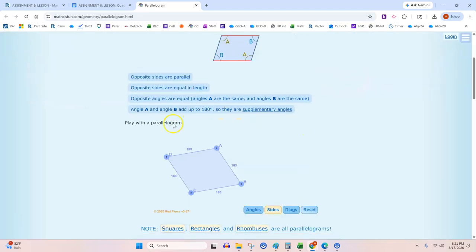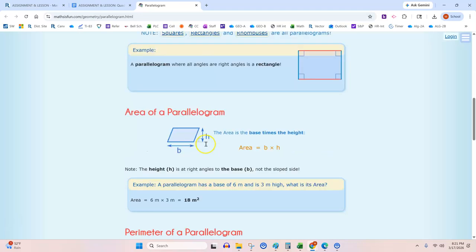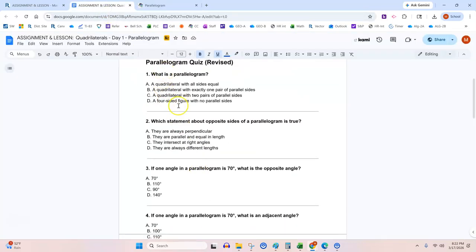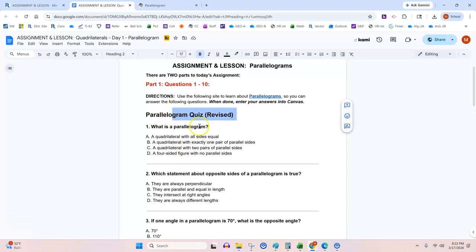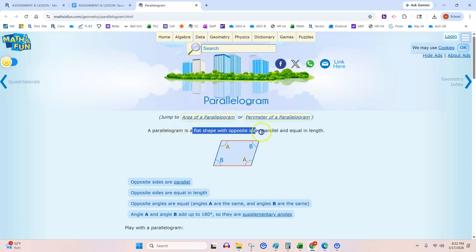Okay, so please go ahead and read through this. It's very short. It's not very long at all. It's very quick. Just a short read, but read through it, and that will help you to answer the questions right here. So this is where the quiz is, the questions. What is a parallelogram? A parallelogram is a flat shape with opposite sides parallel and equal in length.